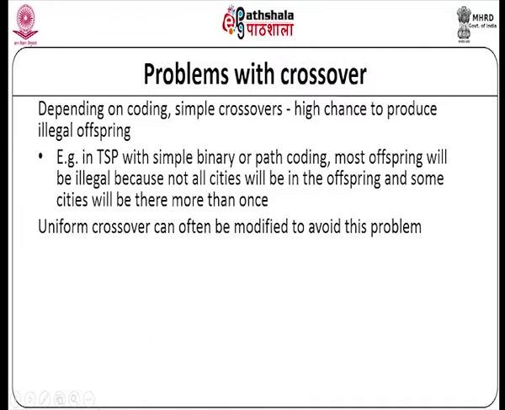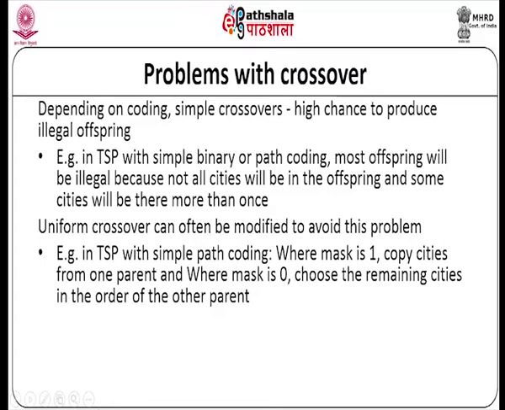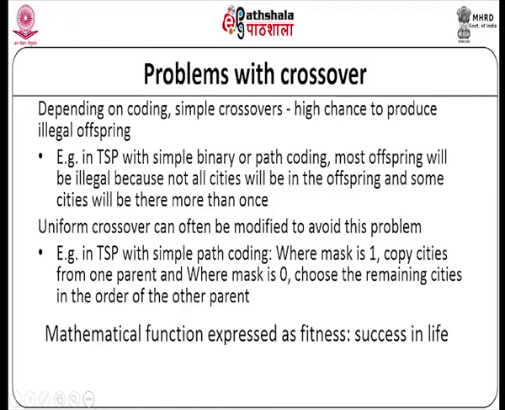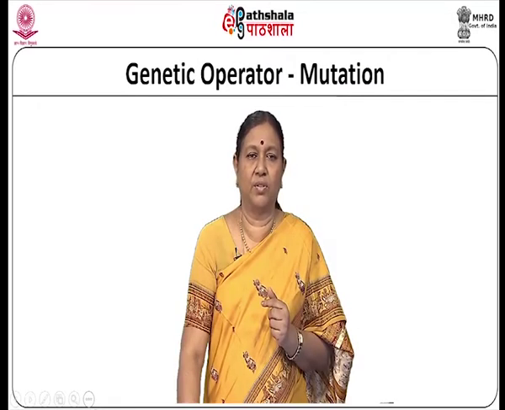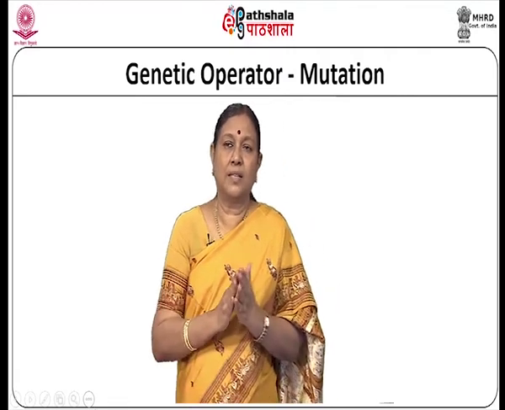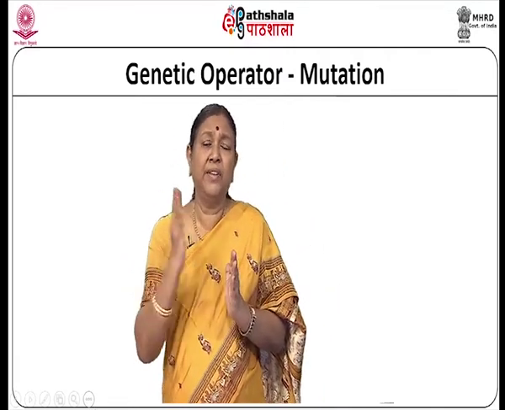Uniform crossover can often be modified to avoid the problem. For example, in the traveling salesman problem with simple path encoding, where the mask is 1 you copy cities from one parent, and where the mask is 0, you choose the remaining cities from the other parent. This way, with masking, you can modify the uniform crossover to avoid the problem of illegal offspring. So, the mathematical function is expressed as fitness, which is what success in life is, in nature also. So, we have finished selection and we have finished crossover.